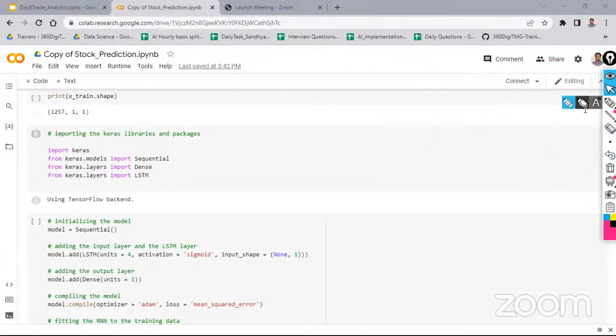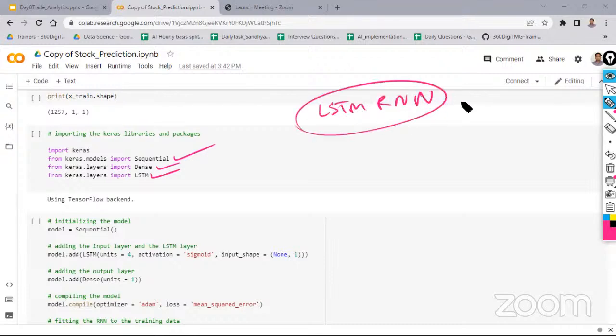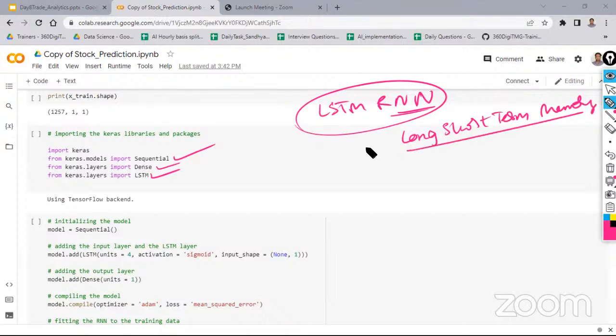So what it will do is create your network. I've drawn your network, right? It will create the models in sequential format. Dense is all the connections, and you are using LSTM RNN. So we are using an LSTM RNN neural network. So what is LSTM? Long short-term memory. RNN. So what does the RNN do?